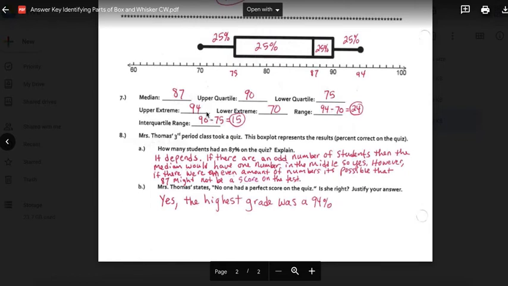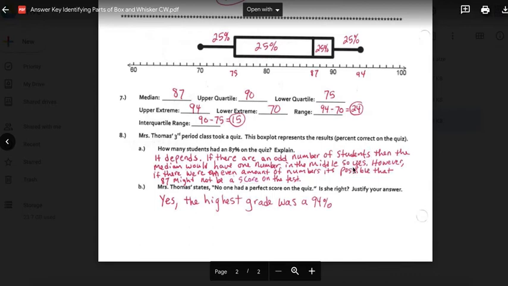And it says, for number 8, Mrs. Thomas' third period class took a quiz. How many students had an 87% on the quiz? Explain. Okay, once again, there's a couple different things you could have here. And I actually said it depends. If there's an odd number of students, then the median would have one number in the middle. So yes, if that was the case. Okay, but I don't know exactly how many students we are talking about here. So it's hard to say here.